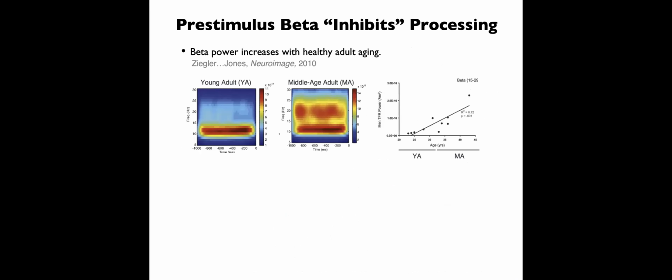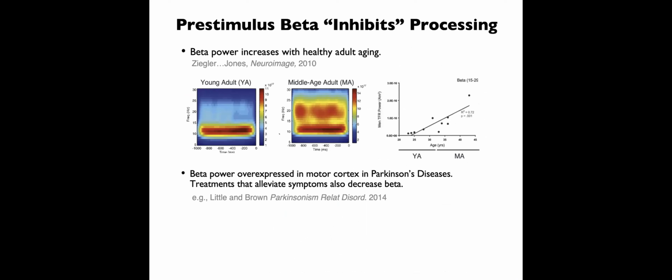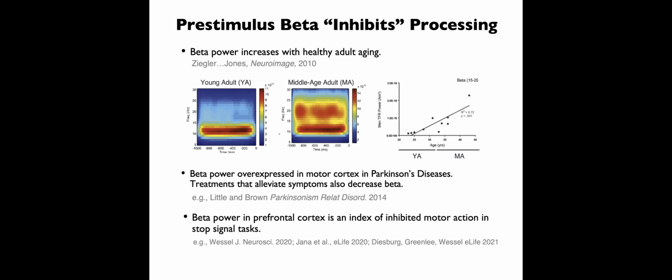We have several other measures where beta is inhibiting processing. We've observed that beta power increases with healthy adult aging. Here we're just looking at between 20 and 45 years old, but there are now more recent studies that show that this is also occurring in older aging from 18 to 80. There are many studies from other groups that show that beta power is overexpressed in Parkinson's disease, and that treatments that alleviate the symptoms of motor inhibition also decrease this overexpressed beta. There's evidence in frontal cortex that beta is an index of inhibited motor action in stop signal tests. So all of this evidence suggests that in general, beta rhythms can be thought of as inhibiting processing.